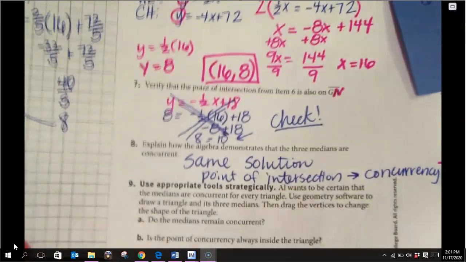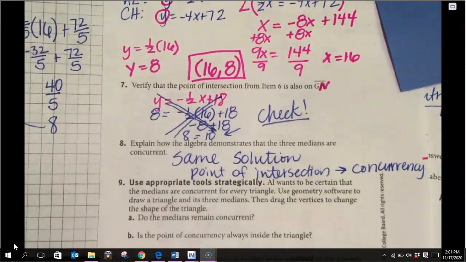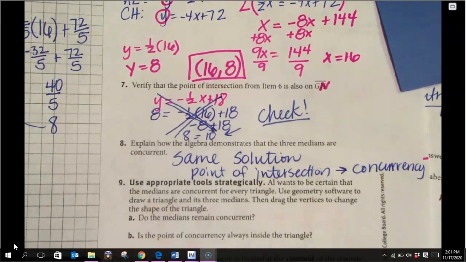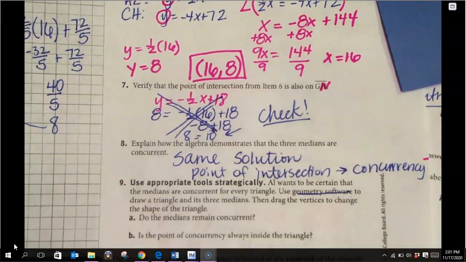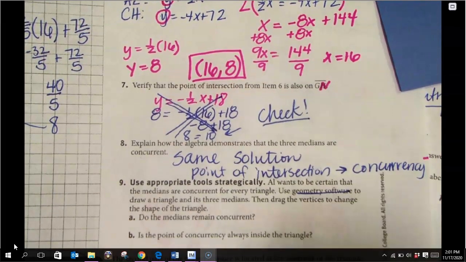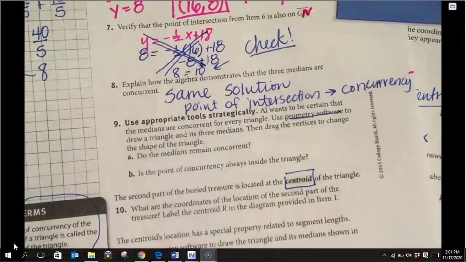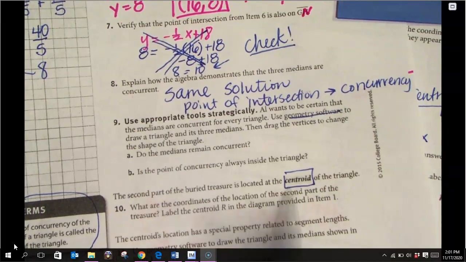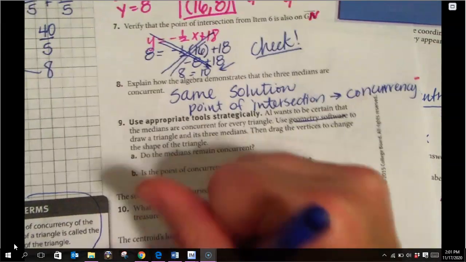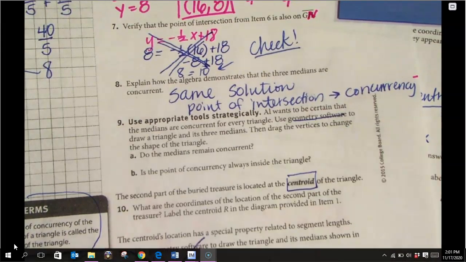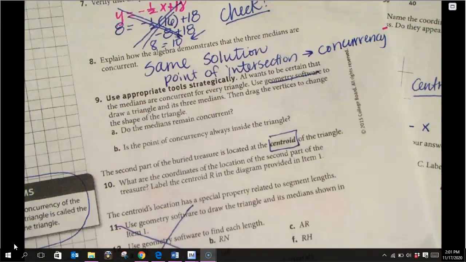Sorry, I don't think you could see that. All right, so it says Al wants to be certain that the medians are concurrent for every triangle. We don't have the geometry software to do that, so we're not going to be worrying about that, but what you do need to know is that it is the centroid. Okay, so it is the centroid. That is the name. We've discussed that. This all deals with the geometry software, so we can't do that at the bottom.